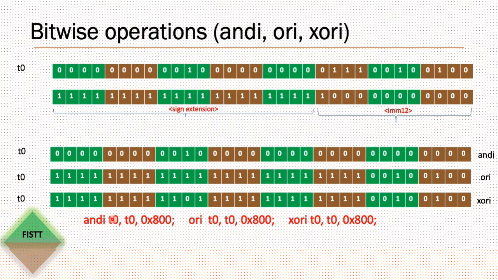And the syntax is this: for every operation, we have ANDI, ORI, and XORI, followed by the destination register, operand 1, and an immediate value.